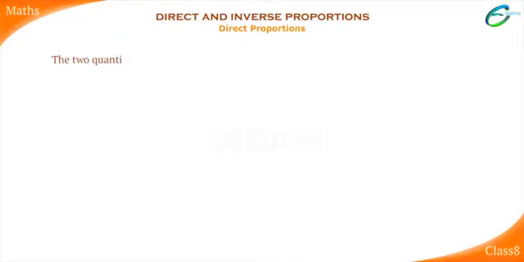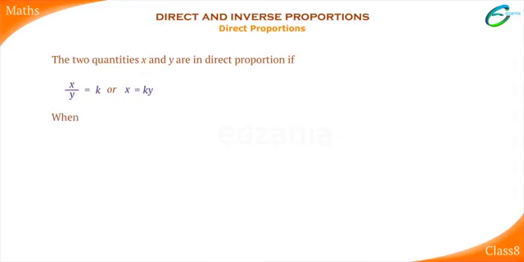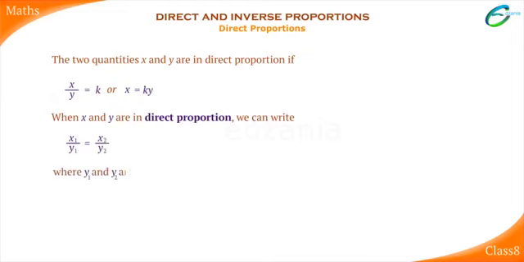Thus, the two quantities X and Y are in direct proportion if X by Y is equal to K, or X is equal to KY. Or we can say, when X and Y are in direct proportion, we can write X1 by Y1 is equal to X2 by Y2, where Y1 and Y2 are the values of Y corresponding to the values X1 and X2 of X respectively.